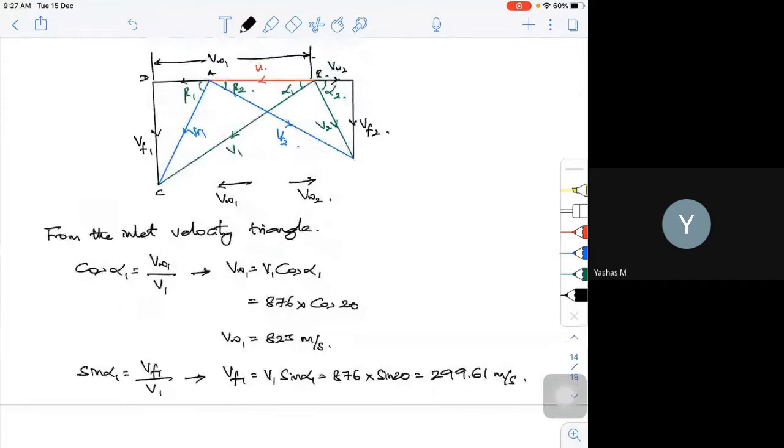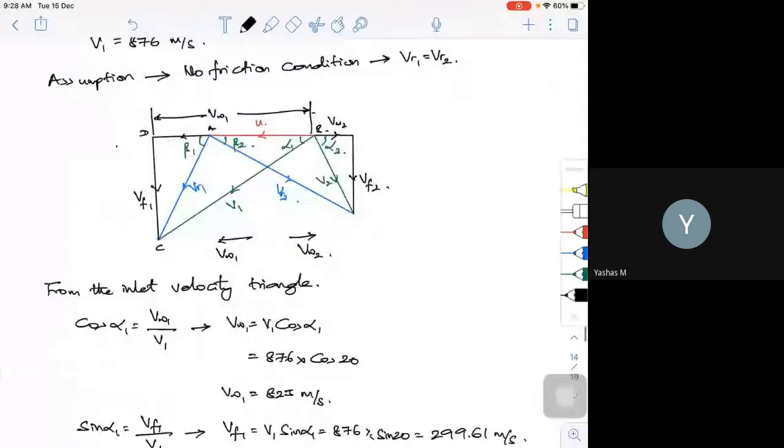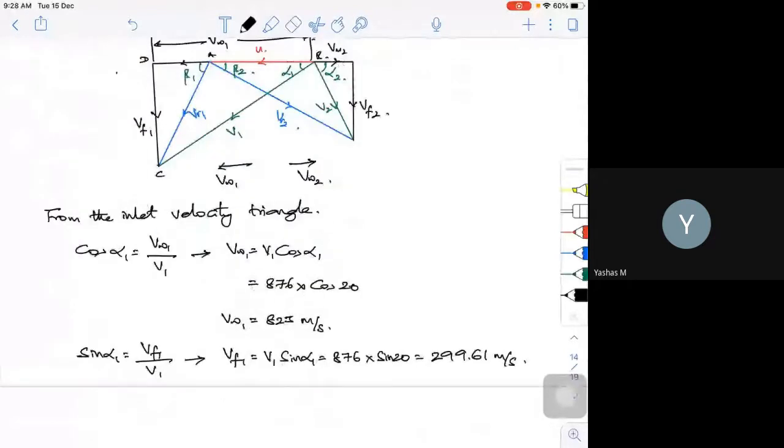Tan beta 1 is equal to VF1 divided by VW1 minus U. From that, I know the value of VW1, I know the value of U. U was given as 450 in the numerical. VF1 we just found. So I can find the value of beta 1.